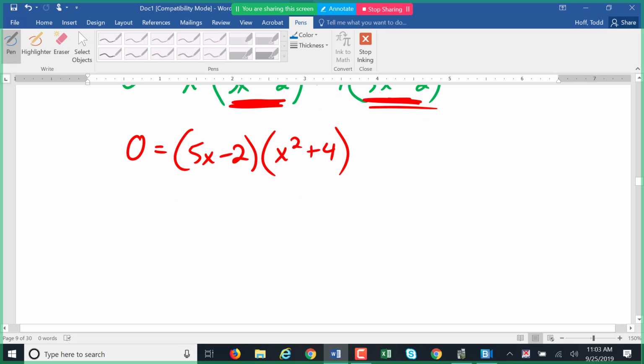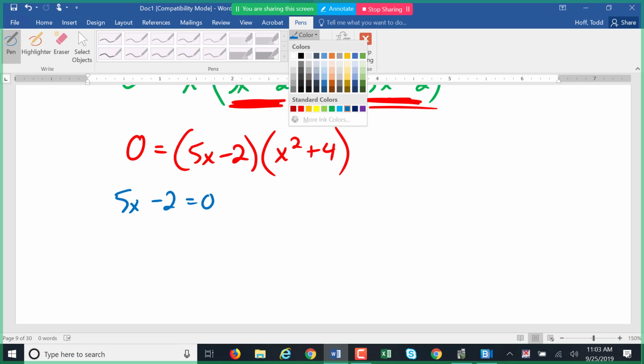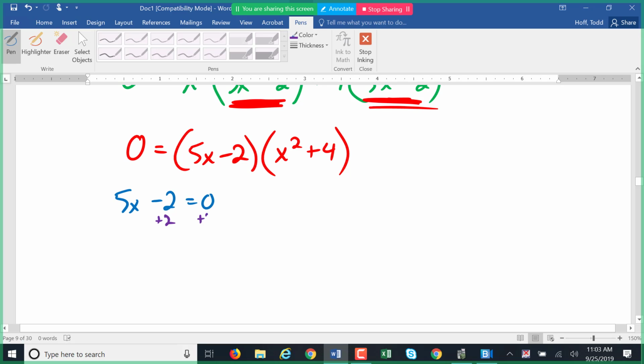If we try to solve each of these, 5x minus 2 equals 0. We would add 2, 5x equals 2, and divide by 5. X equals 2/5. That's one of my roots.